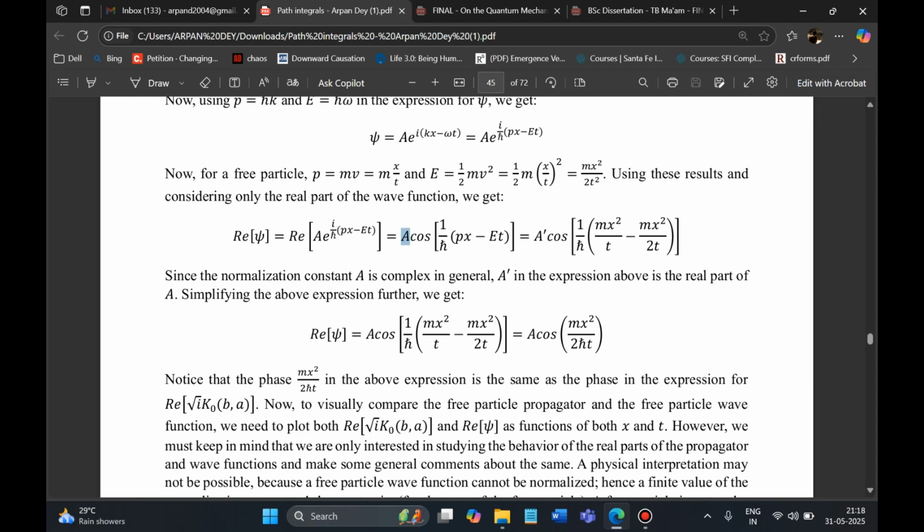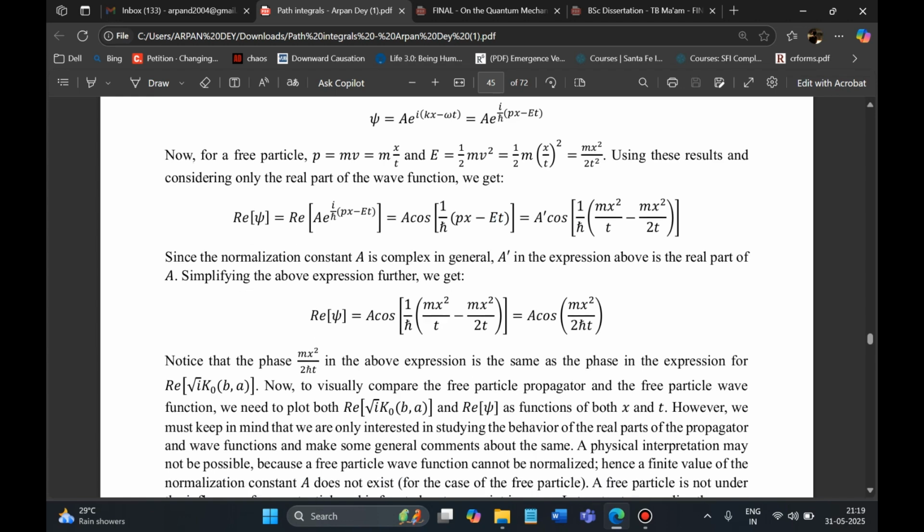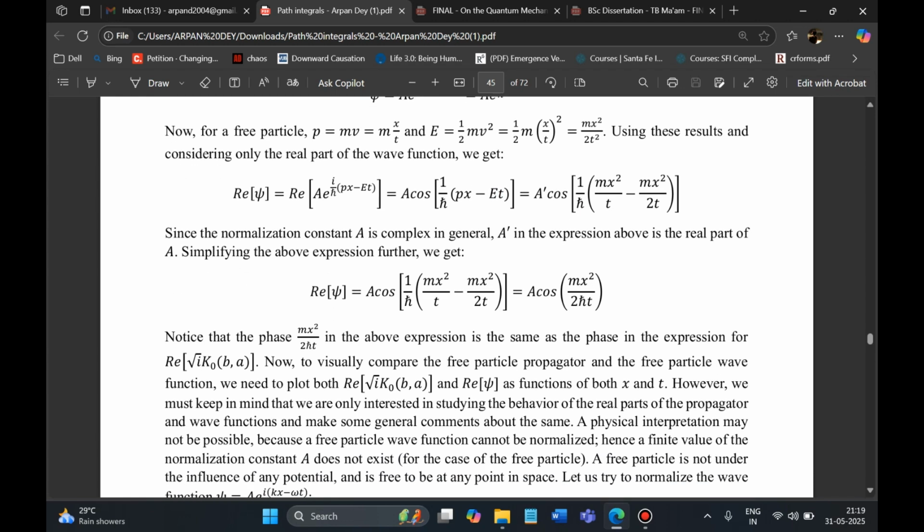So this will be A prime cos of 1 over h bar (px minus Et). In place of p, I have written mx over t, and we have px, so that will be mx squared over t, minus, in place of E, we have mx squared over 2t squared, so we will have mx squared over 2t, because we have Et and one t will cancel. And in place of A, we have written A prime, just to take into account the normalization constant and everything. Anyway, this A prime is just a constant.